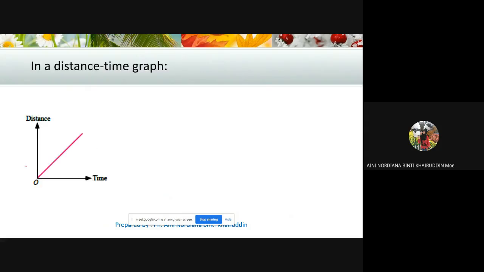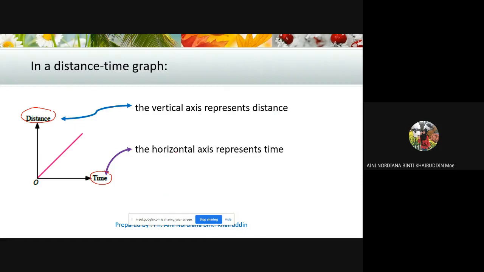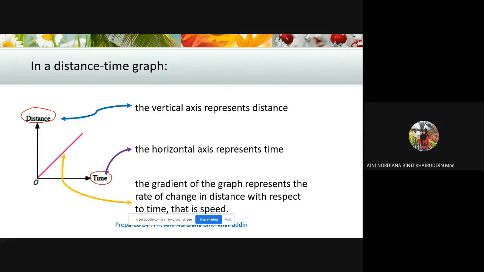Okay, ini adalah contoh distance time graph. Dekat y-axis ni distance, x-axis time. Jangan tertukar pula tempat dia. So the vertical axis atau y-axis represents distance. The horizontal axis or x-axis represents time. So yang ni, the gradient of the graph represents the rate of change in distance with respect to time. That is speed. Maksudnya gradient ni adalah speed.